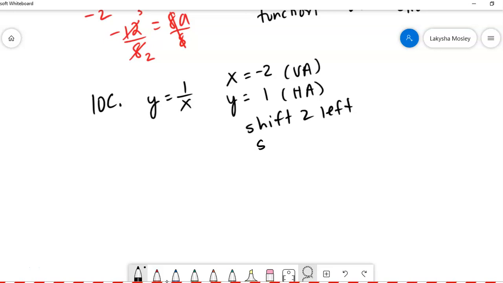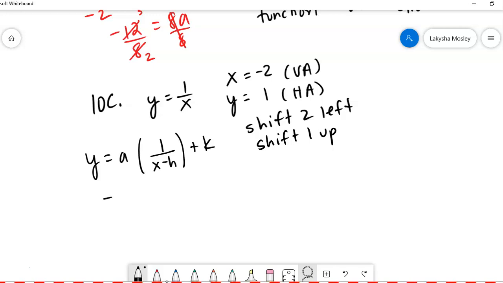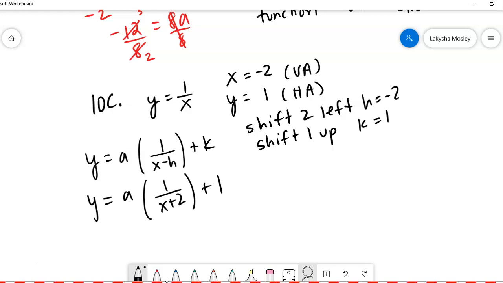And then we went 1 up. All right, now, that being said, I know that the equation should be a times 1 over x minus h like that, and then plus k in the back. So I'm going to plug in, I don't know what a is, but it went 2 to the left, correct? So h is negative 2. K is 1. So I'm going to get 1 over x plus 2, and then I'm going to do plus 1 back here. I think that's what I got.